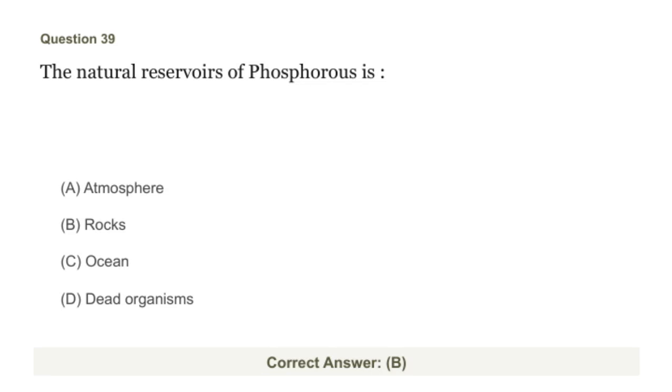The correct answer here is B, rocks. When we talk about the natural reservoirs of phosphorus, it's important to understand that phosphorus isn't found freely in nature like some other elements. Instead, it primarily exists within rocks, especially phosphate rocks. These rocks act as the main storage sites for phosphorus in the Earth's crust. Over time, weathering and geological processes gradually release phosphorus from these rocks, making it available for biological use.